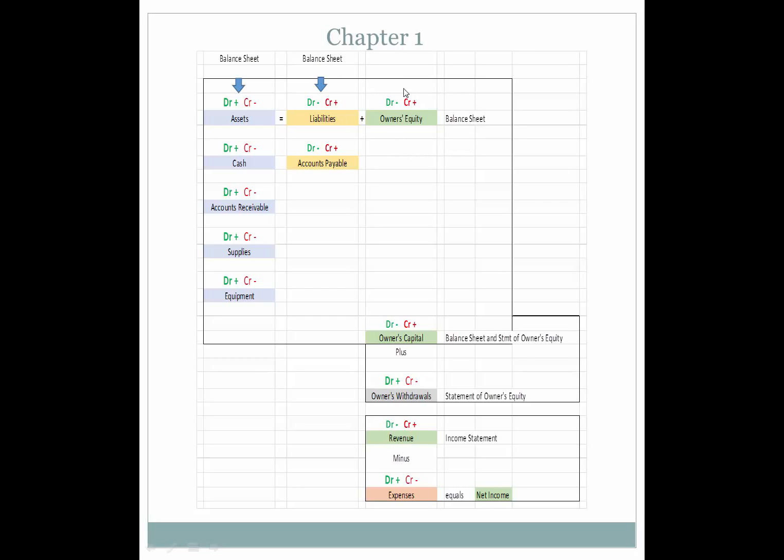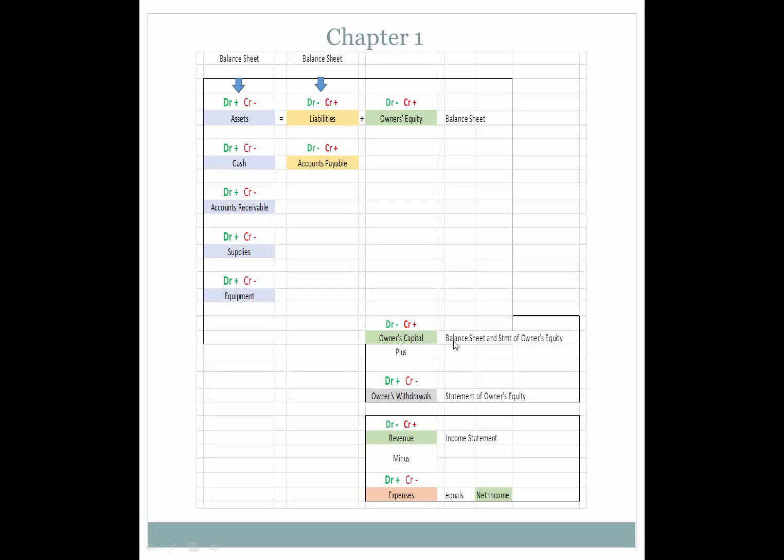Not so for owner's equity. You're going to find the owner's equity accounts on a variety of different financial statements. So let's look at that. We have owner's capital here, which is increased with the credit, because we said owner's equity is primarily credit-based, so increases to it will be an additional credit.